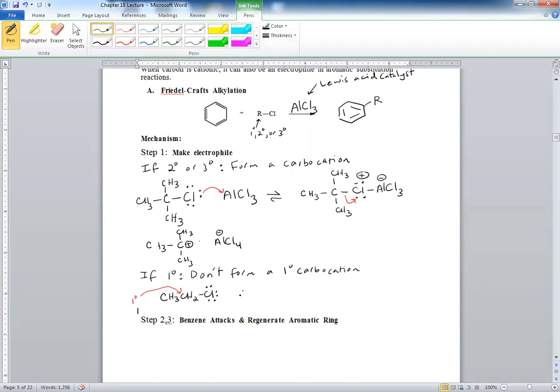And of course, the attack would take place in the same fashion. The only difference here is that instead of dissociating the chloride and the aluminum chloride group, you keep them attached. You keep them this way because that's what's going to take place in the reaction. So do not dissociate. You keep it that way because that's your electrophile.